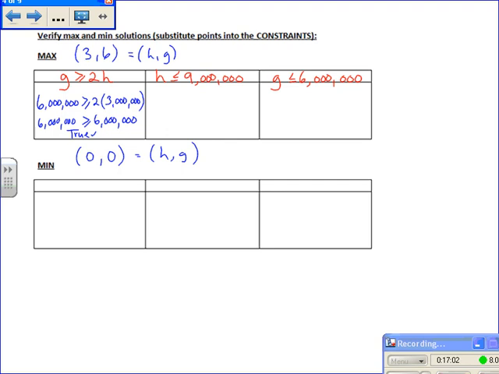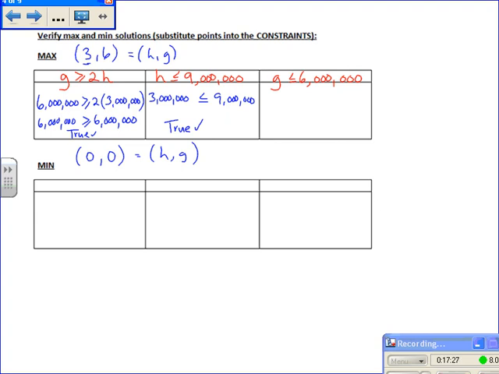The next one I can do here is H has to be less than or equal to 9 million. Well, H is 3. Okay, so 3 million must be less than or equal to 9 million. Is this true? Is 3 million less than or equal to 9 million? Well, yes, it's less than, and so that's true. Okay, so it satisfies that constraint.